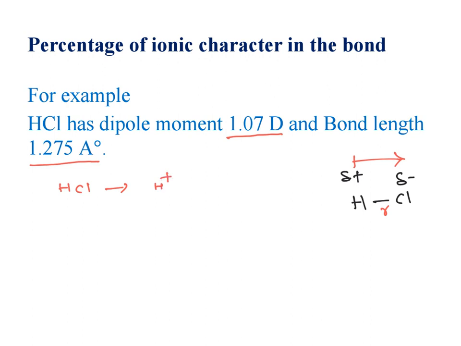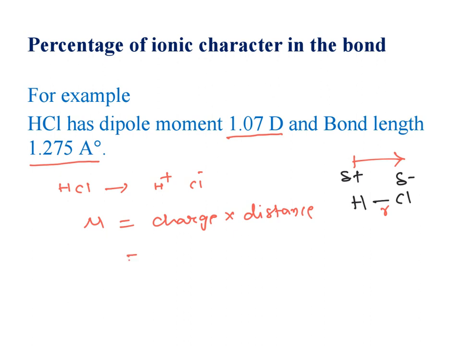That means it exists as H plus and Cl minus. Ionic character means here only electrostatic attraction forces exist between H plus and Cl minus, which forms HCl, and it is 100% ionic character. Now according to the dipole moment formula, dipole moment mu equals charge into distance.